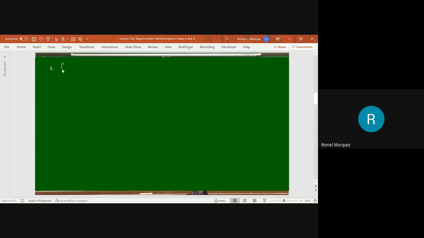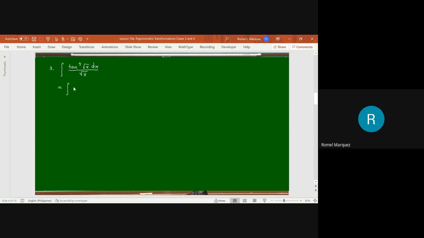Integral of tangent to the fifth of square root of x dx over square root of x. What about this, guys? Does it satisfy the form, guys? Yes, no? Yes, sir. Okay, so our n here is 5, okay?